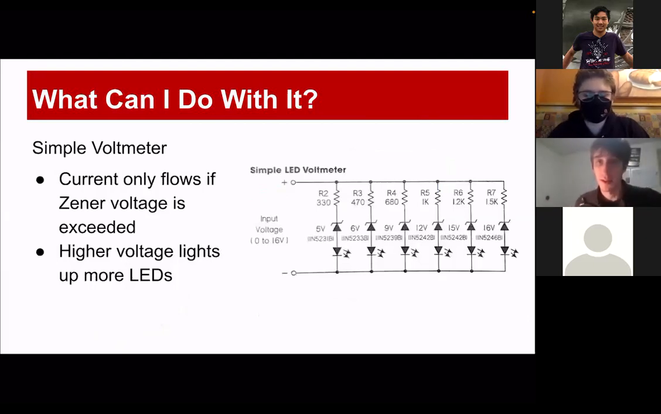Another use for Zener diodes is a kind of simple voltmeter. Current only flows if the Zener voltage is exceeded. So you can see the resistors are progressively higher, showing a kind of lowering of the voltage. The LEDs at the bottom only light up if you have like 5, 6, 9, 12, 15, 16 volts.